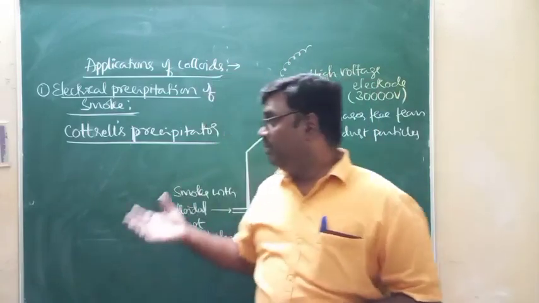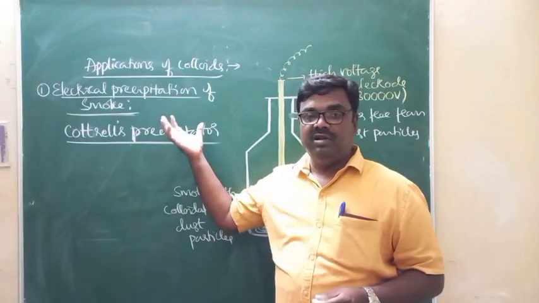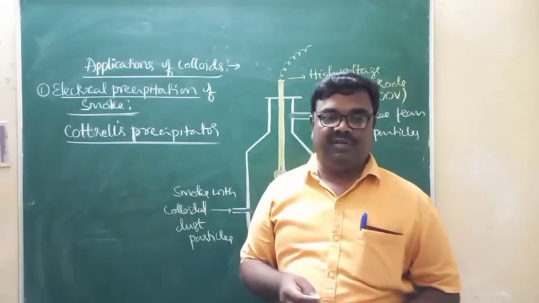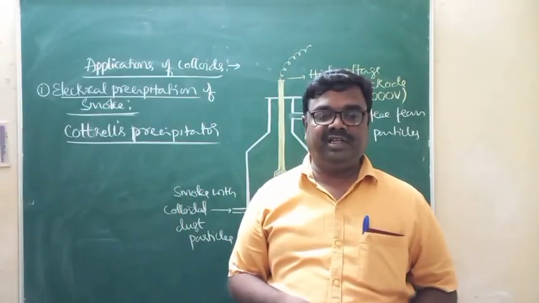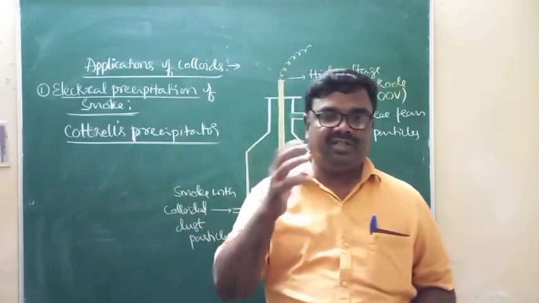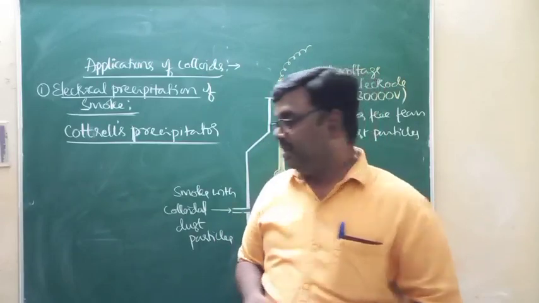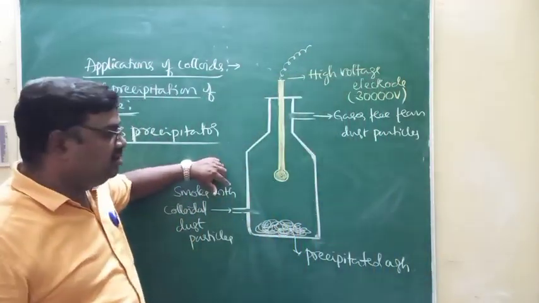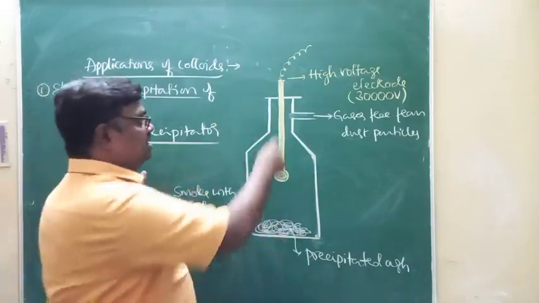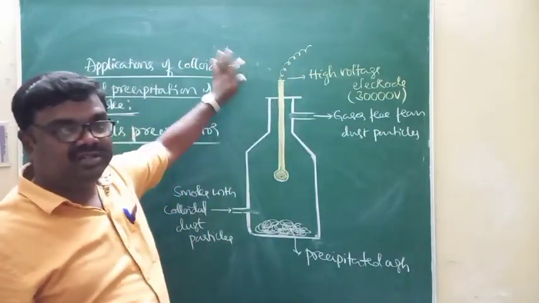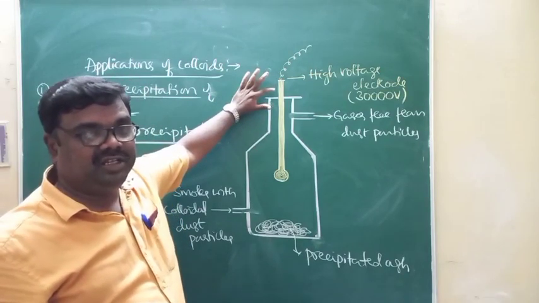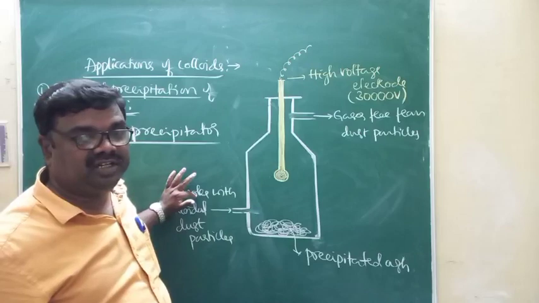For that purpose, we make use of a device called Cottrell's precipitator. Cottrell's precipitator is the one device that I can make use of in order to remove the colloidal impurities present in industrial waste gases. The colloidal impurities are generally characterized by charges over their surfaces, keep that in mind. The industrial waste gases are allowed to enter into the Cottrell precipitator, a kind of chamber in which electrodes are suspended. These electrodes are characterized by charges opposite to the charge possessed by the colloidal impurities present in the waste gases.